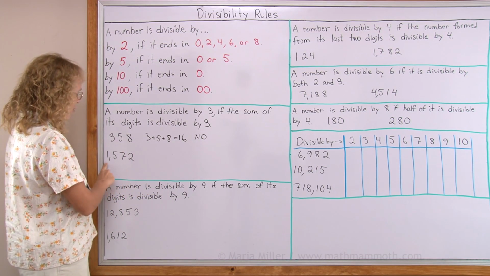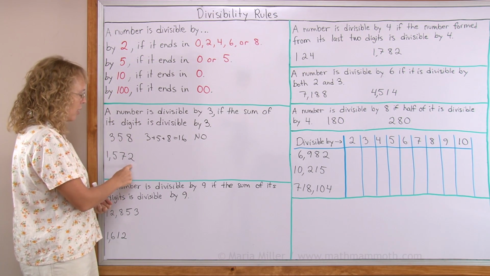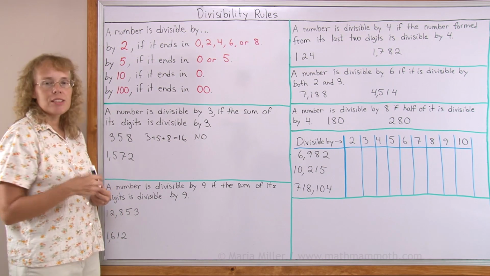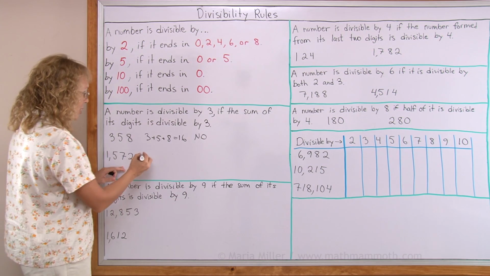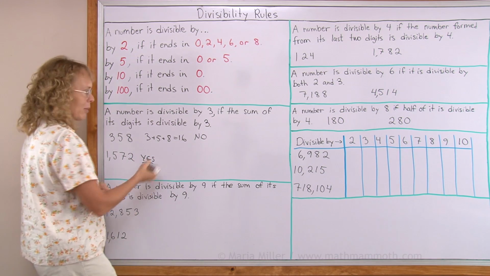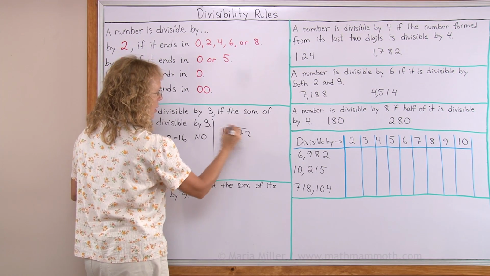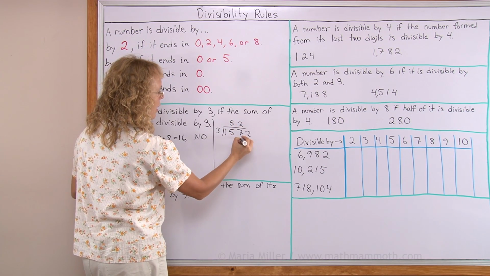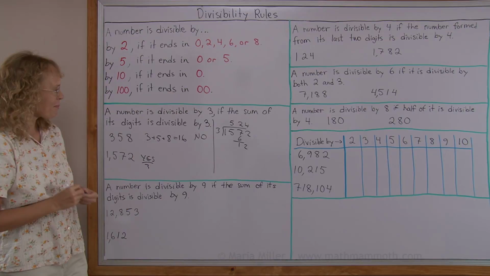Over here I would add 1 plus 5 plus 7 plus 2. So there's 6, 13, 15. The digit sum is 15 this time. Is 15 divisible by 3? Yes. So this number is also, okay? If you don't believe me, check it by long division. 3 goes to 15 5 times, to 7 2 times, and to 12 4 times, and it's even.